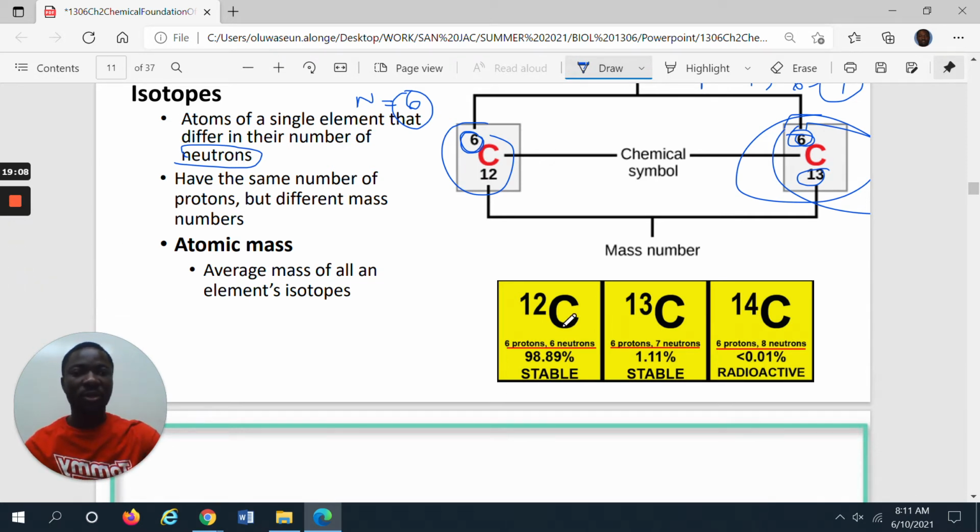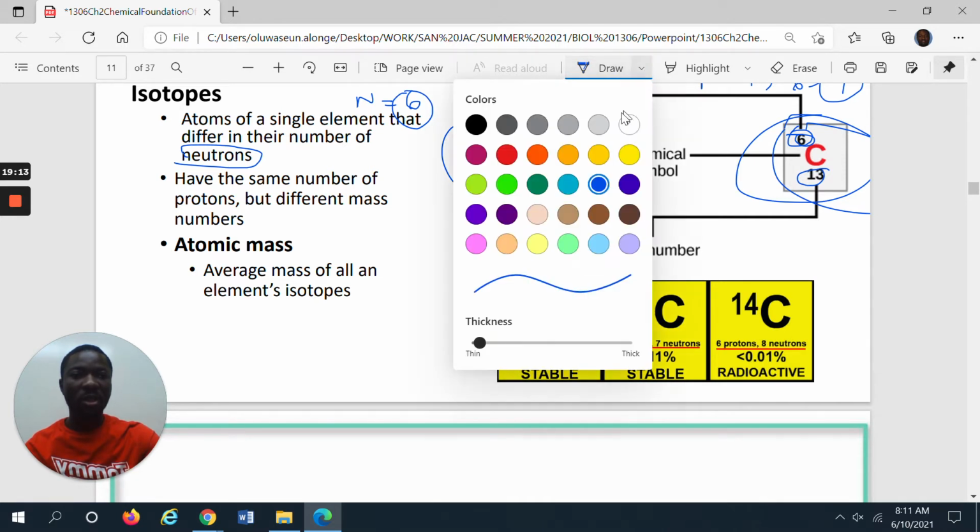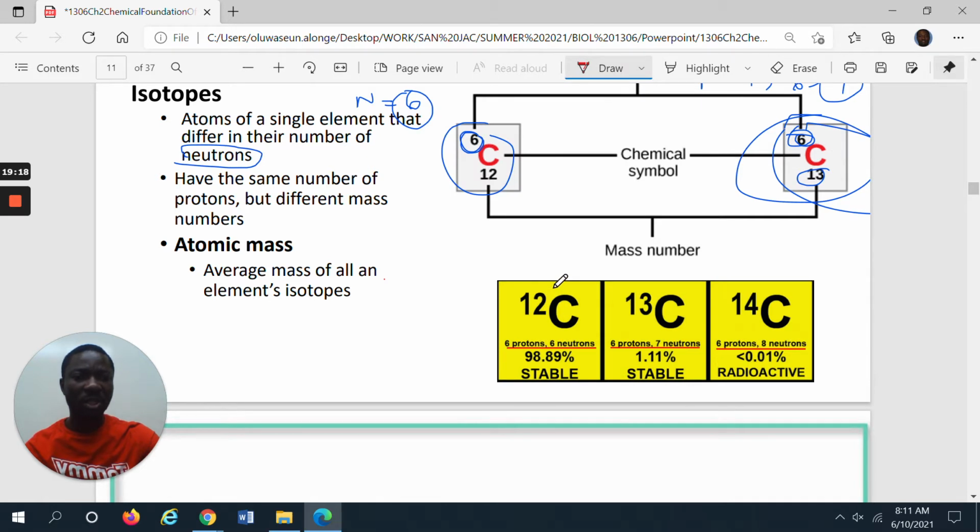So looking at this now, these are 3 different isotopes of carbon. You can see this is carbon with different mass number, meaning that what's the number of neutron here now? We know that all carbon has 6 protons, but the neutron here is going to be 12 minus 6, that's 6. The neutron here is going to be 13 minus 6, that's 7. The neutron for this carbon is going to be 14 minus 6, that is 8.